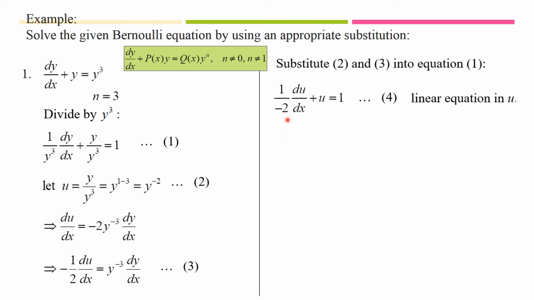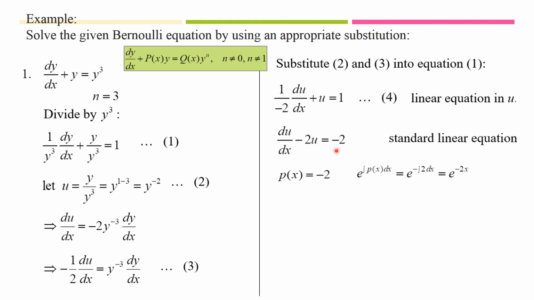Now this is a non-standard linear equation because the coefficient of du/dx is not 1. So first step, make it in standard form: multiply everything by negative 2, so we get du/dx minus 2u equals negative 2. Evaluate the integrating factor, which is e to the integral of p(x) dx. In this case, p(x) is the coefficient of u, which is negative 2. So e to the integral of negative 2 dx, which is e to the power of negative 2x. This is the integrating factor, mu of x.